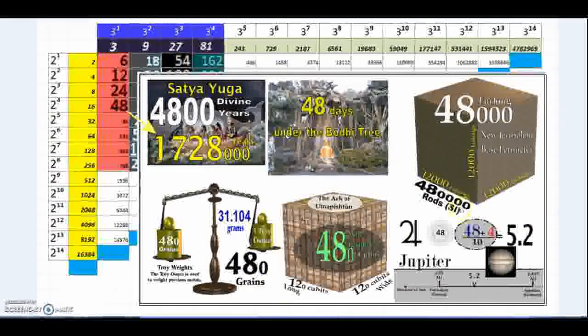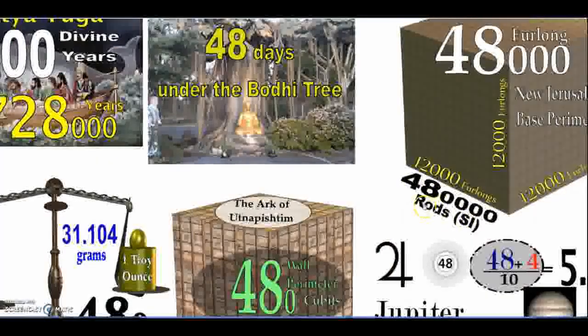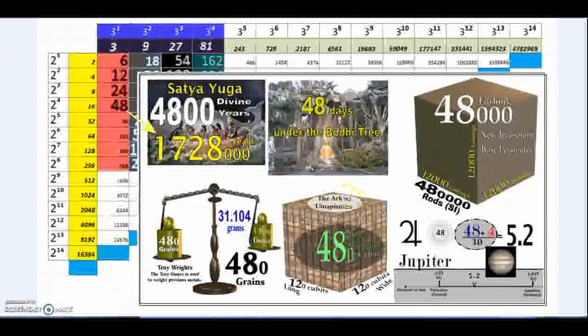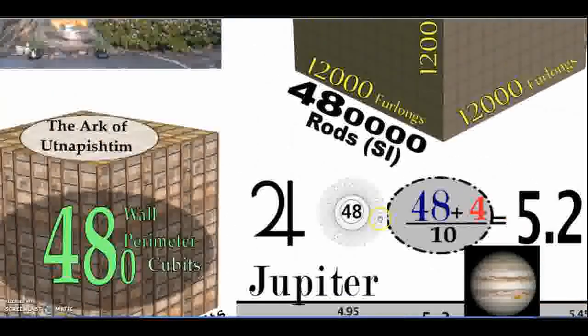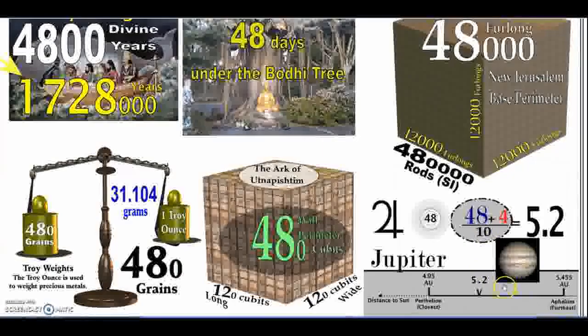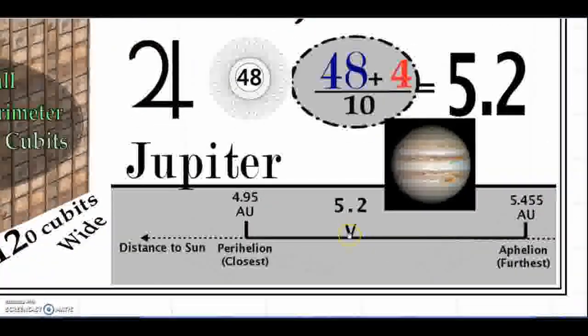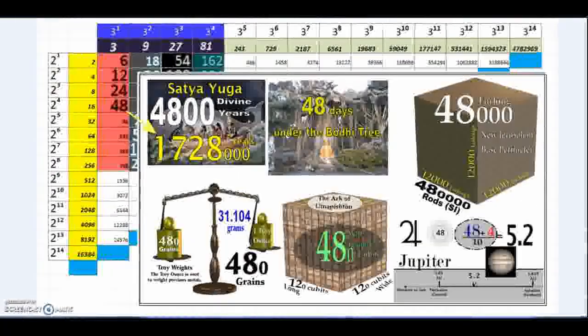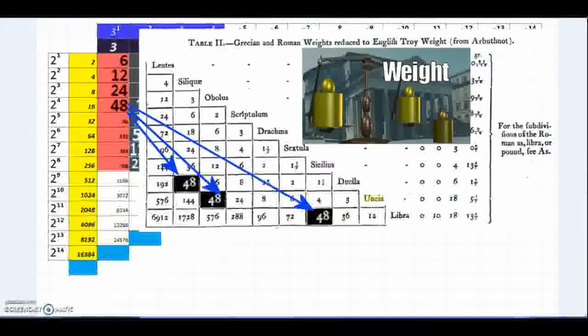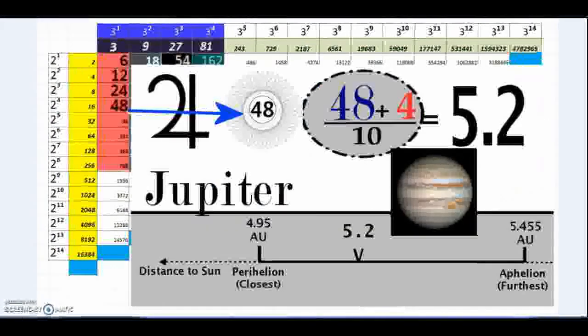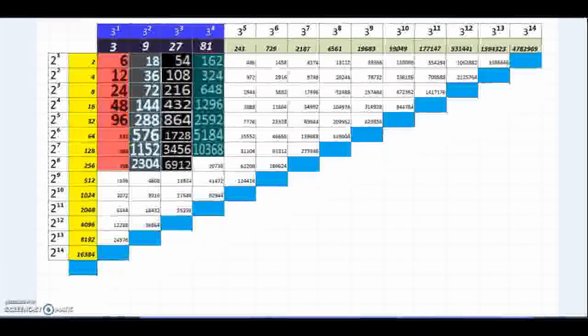New Jerusalem, of course, but also in the rods. And the Ark of Utnapishtim, even Jupiter, so 48 pointed star, that's the next one, which we would get if you just keep that geometric system. And it also says where Jupiter is, pretty much spot on. And okay, also, well, no surprise there, ancient weights, Bode's law, and moment.